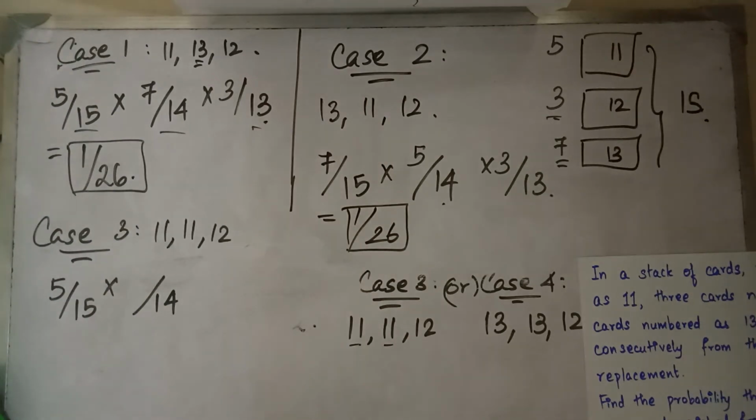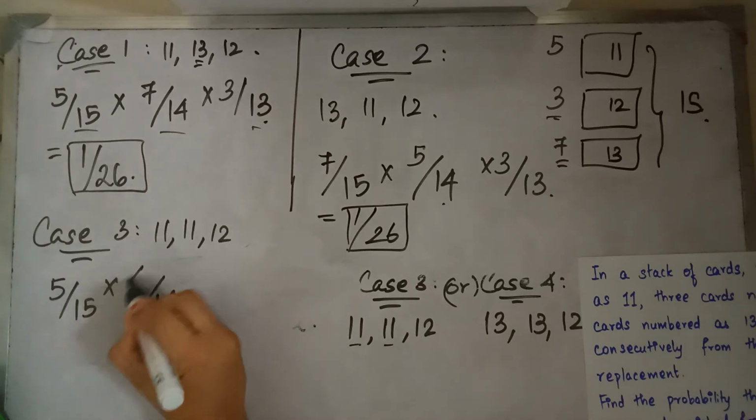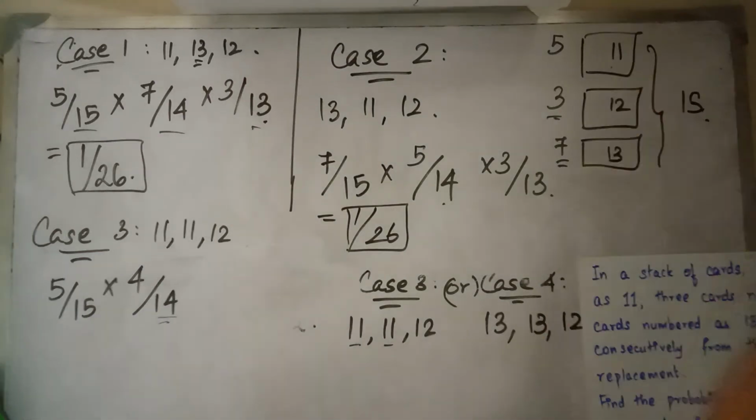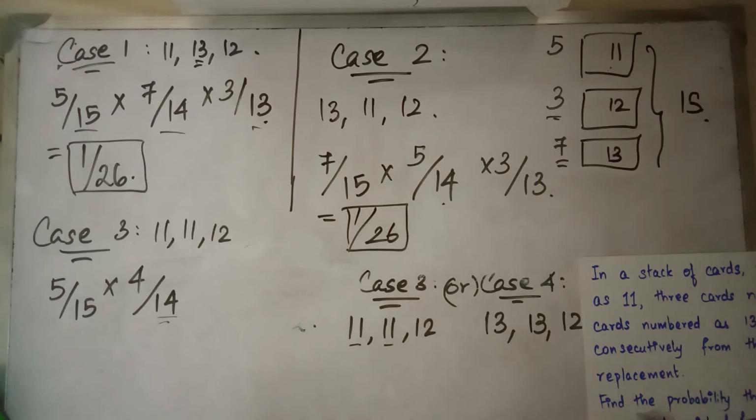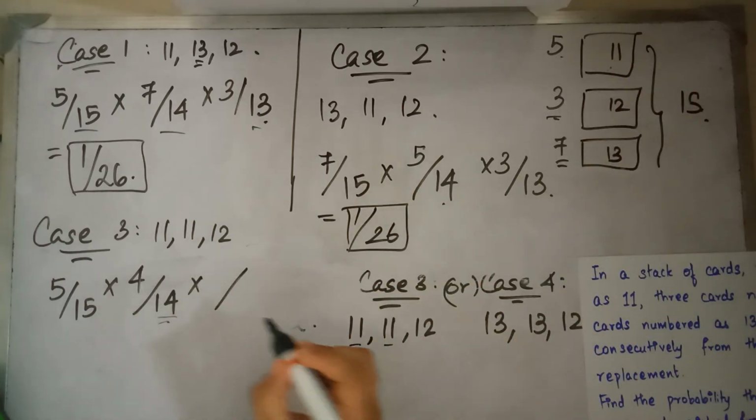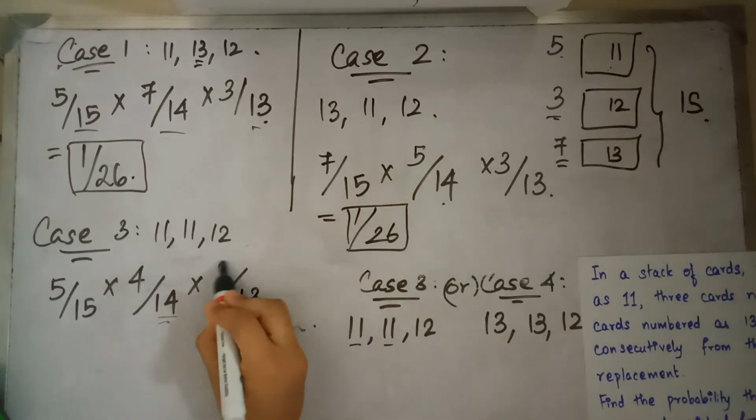Now here's the difficult part. One card of 11 is already taken out. So how many cards of 11 are left out in the stack? Only 4 cards are left out. So it will be 4 by 14. The total decreases. So does the number of cards that are numbered as 11. It won't be 5 cards, it'll be 5 minus 1, 4. Third one would be 12, and 12 would be 3 cards.